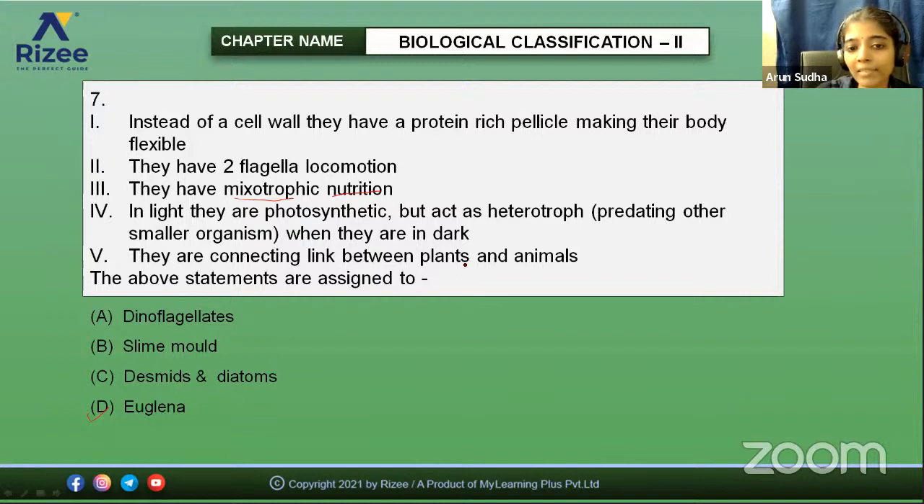Here, one more thing is they are the connecting link between plants and animals, because some scientists include Euglena under plants because of the presence of chloroplast, and some scientists include it under animals because of the mode of nutrition, and also they have flagella for locomotion. So they act as a connecting link between plants and animals. Generally we saw that the kingdom Protista is the connecting link between the higher kingdoms. So here Euglena is tough to categorize under a definite category.